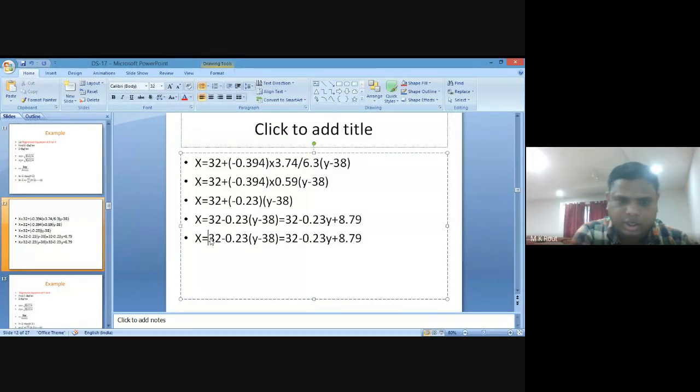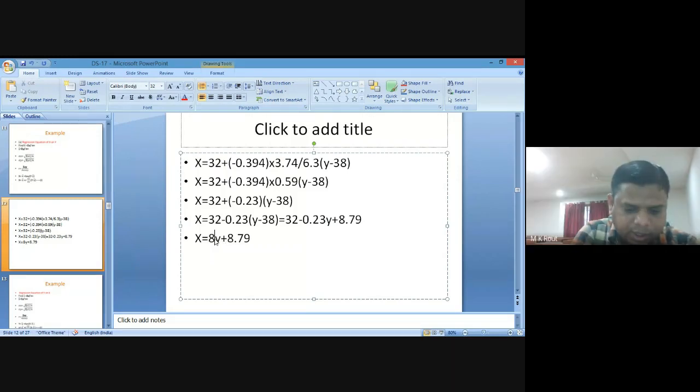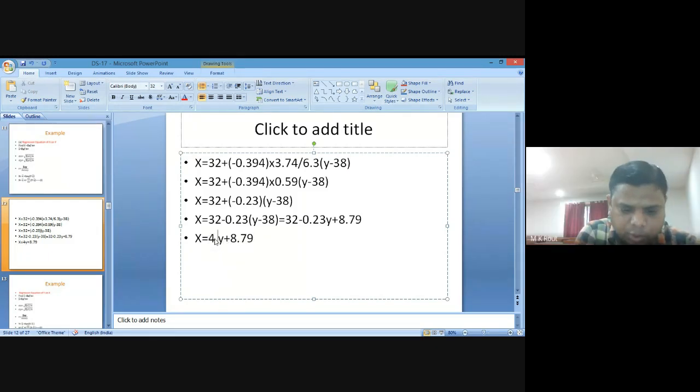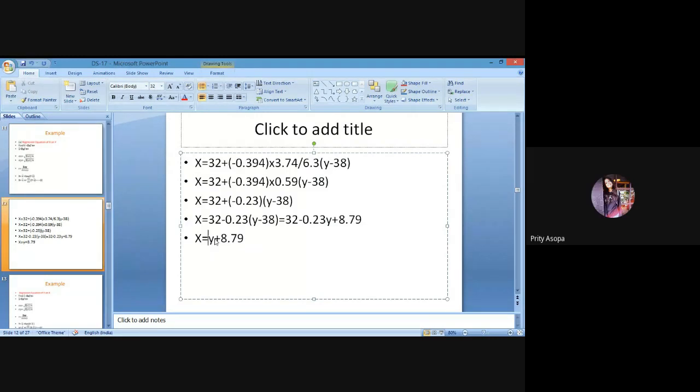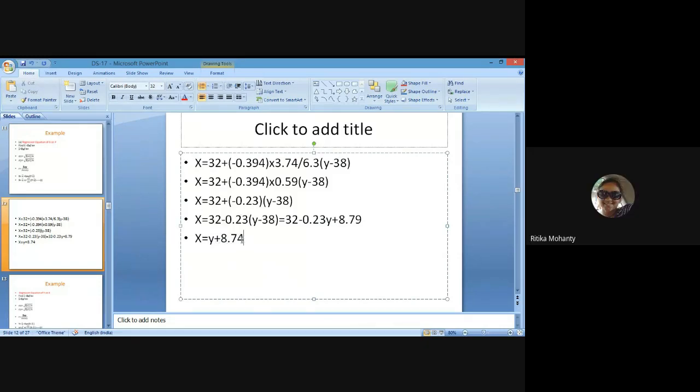That equals 40 point... So that is 8.74. How much, 8 point what? 8.74. The one which you have written as 8.79, that will be 8.74. Yes, sir. Okay.